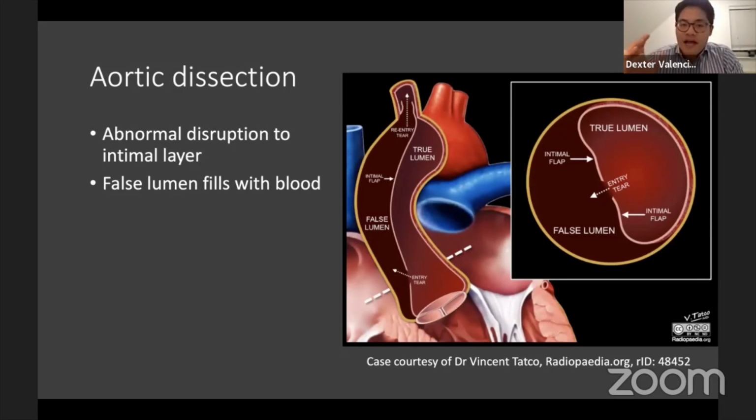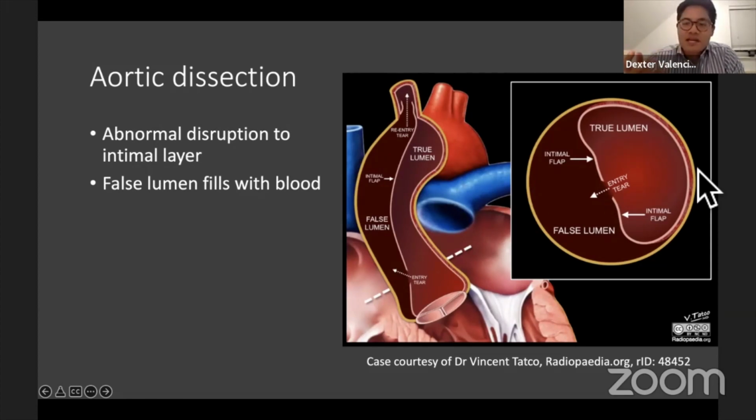So if you imagine any artery in the body, like the aorta, has 3 layers. You've got this inner layer, which is the pink bit here, that's the intima. We have the middle muscular part, which is the media, represented by this red area here. And we have this outer layer, the externa, which is represented by the yellow part here.